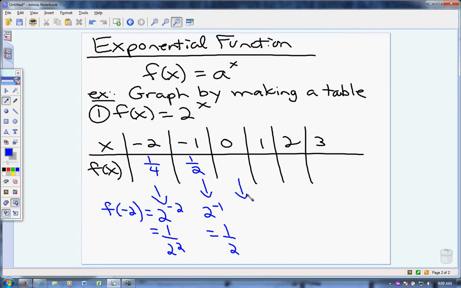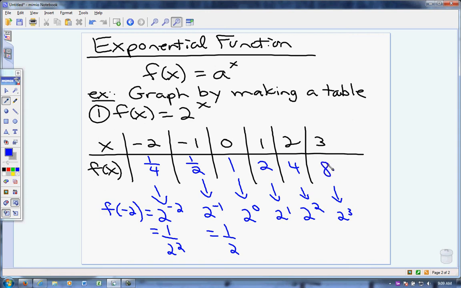Then I need to find 2 to the 0 power. Oh, that's important. What's anything to the 0 power? 1. That's an important critical point for us for exponential functions, knowing that it always goes through 1 unless it's been transformed. Then I have 2 to the first, which will be 2. I have 2 to the second, which will be 4. And then I have 2 to the third, which is 8.